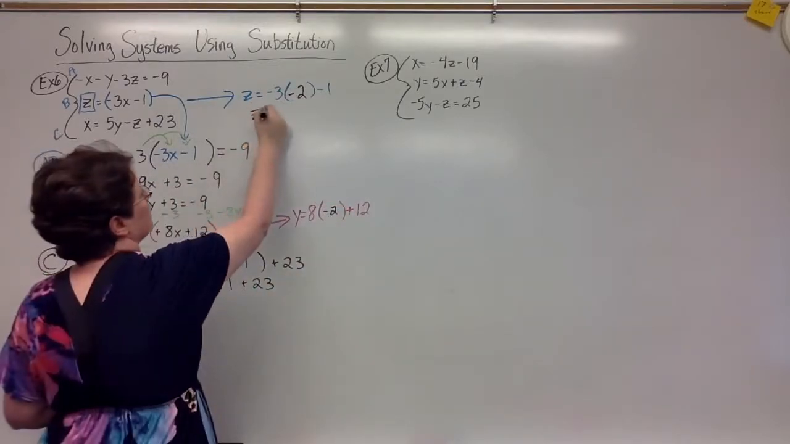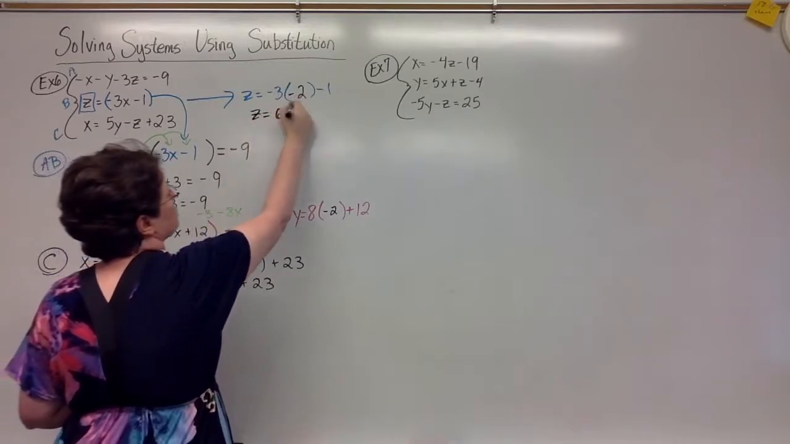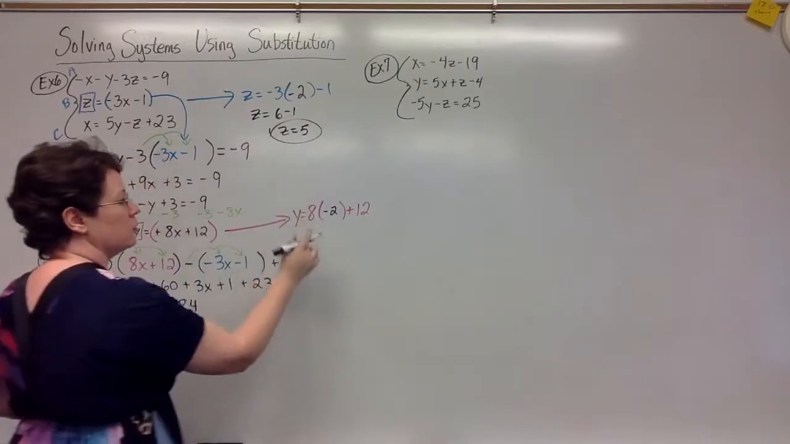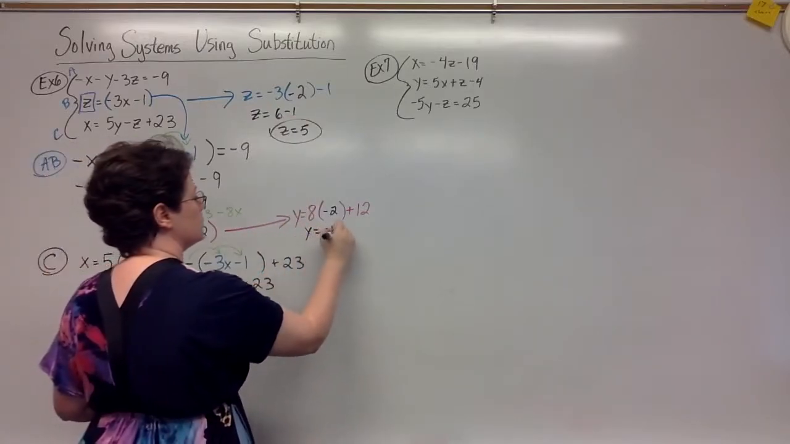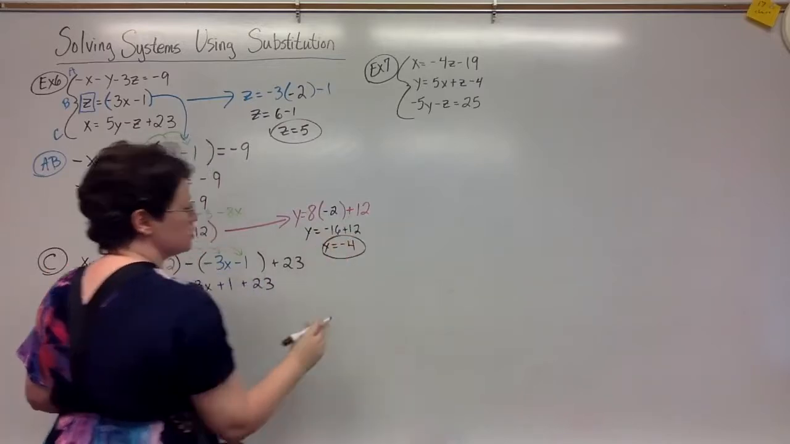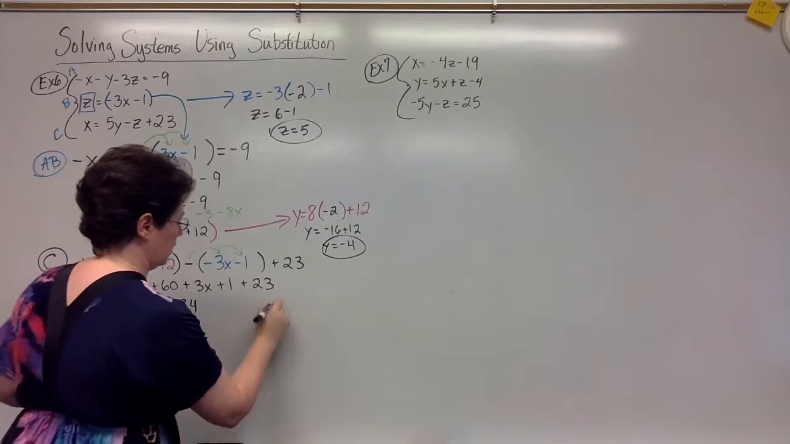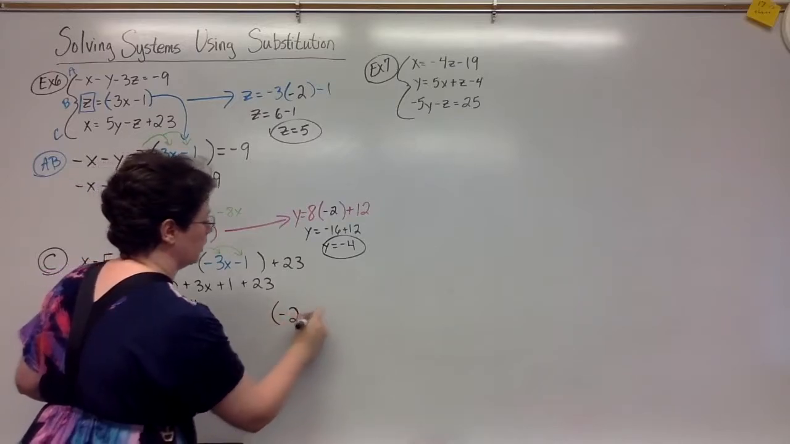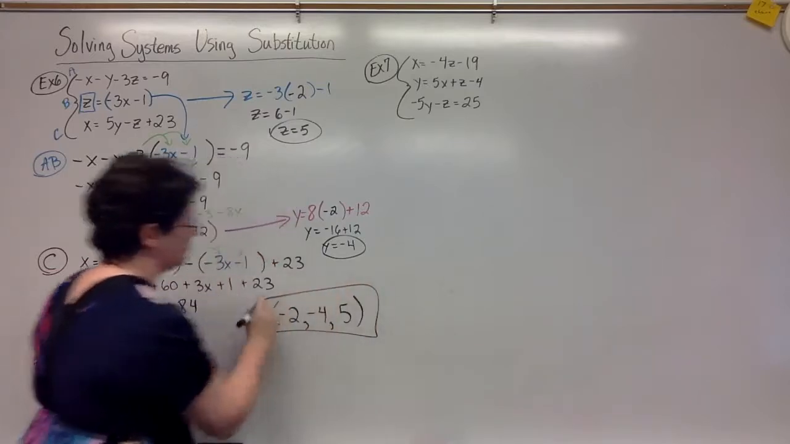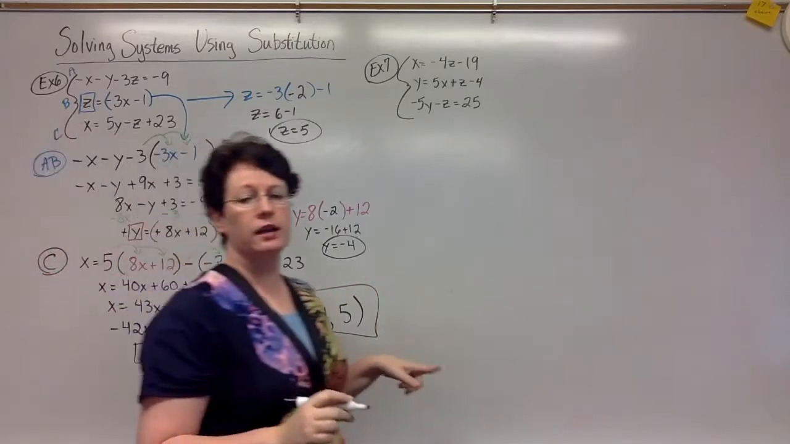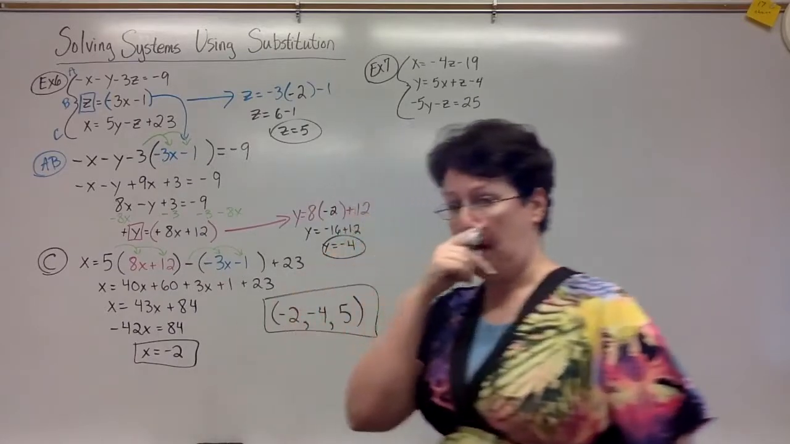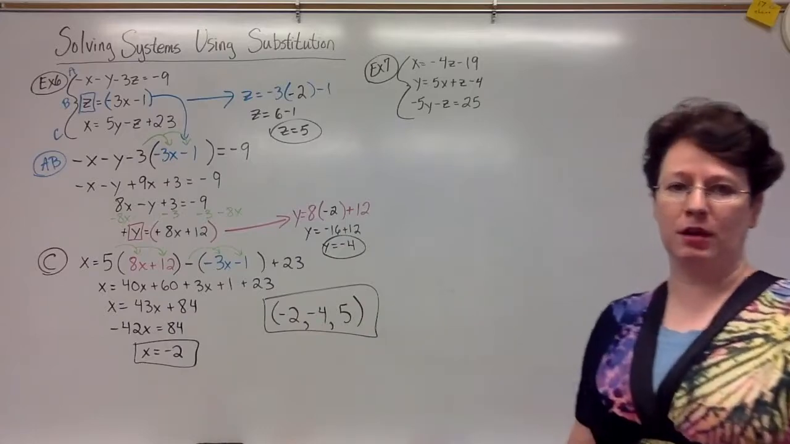So z equals, that becomes 6 minus 1, which is 5. Y is equal to negative 16 plus 12. That's negative 4. So my final answer is negative 2, negative 4, 5. We do put them in alphabetical order, so it's X, Y, Z, just like the alphabet. Okay? That's how you solve 3 by 3 systems.